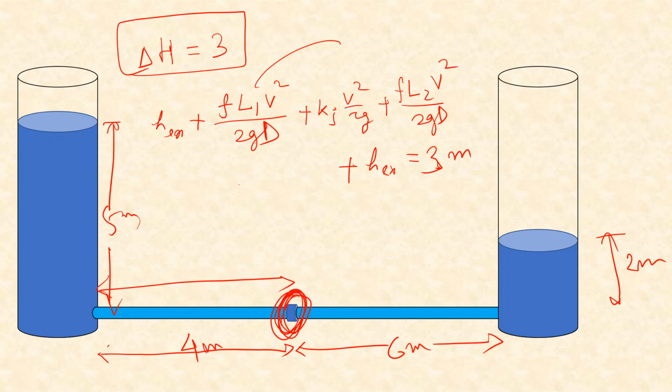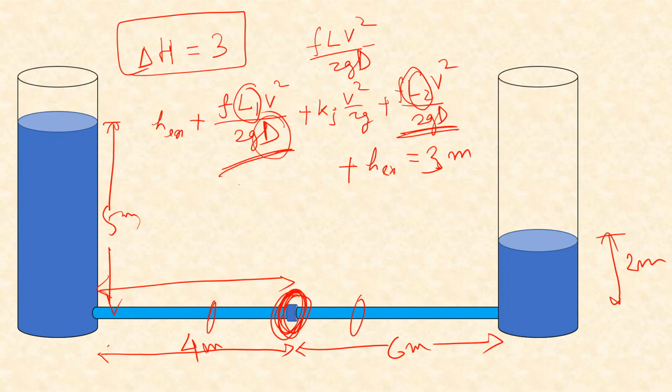Now these two can be joined together because the diameter is same in this case, and therefore we can take all the other things common and use L1 plus L2, take the sum and club them to only one term, that is FLV square by 2GD. But we cannot do it if these diameters were different. In this example, we are taking the diameters as same, and therefore instead of writing two terms, we can simply use one term using the total length L.